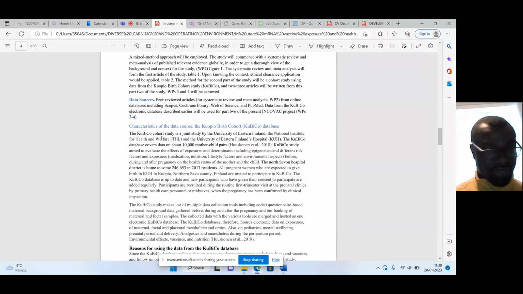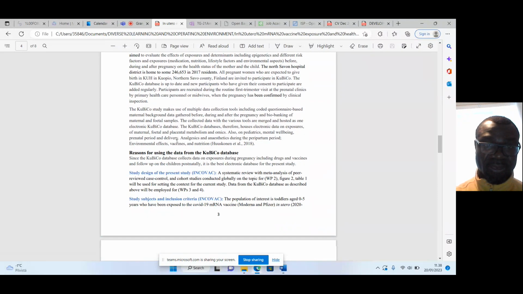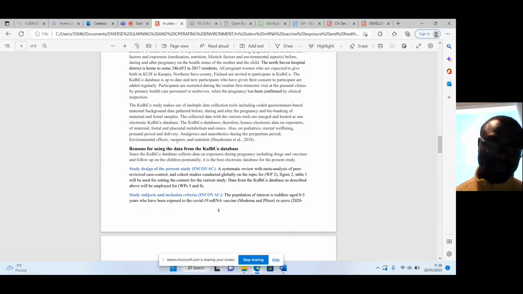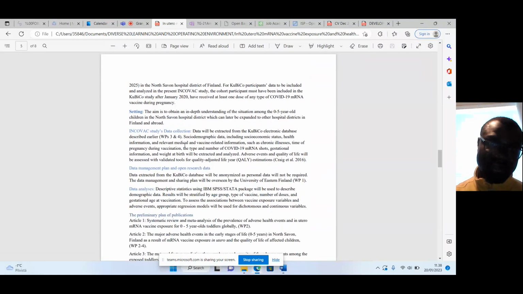But here, if it is secondary data, you need to talk about the data source and the quality of the data. The setting of the study, data management, and open research data, data analysis, all these are part of the methods. And then the preliminary plan of publication.